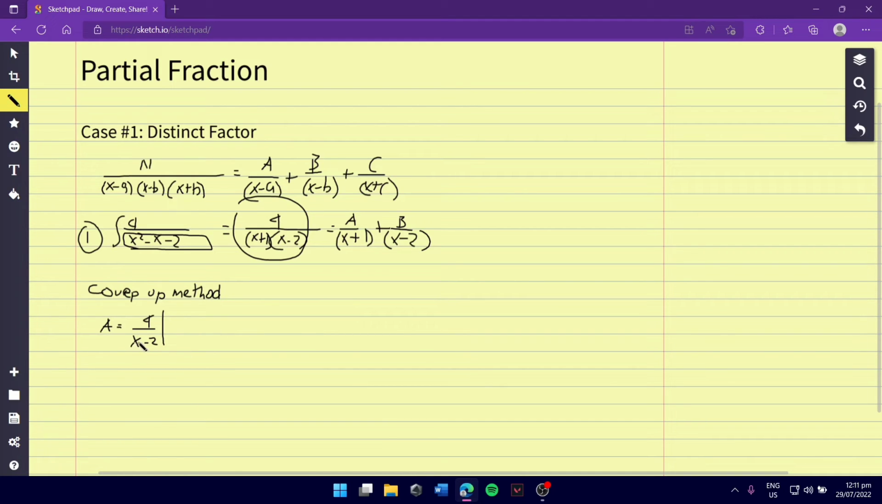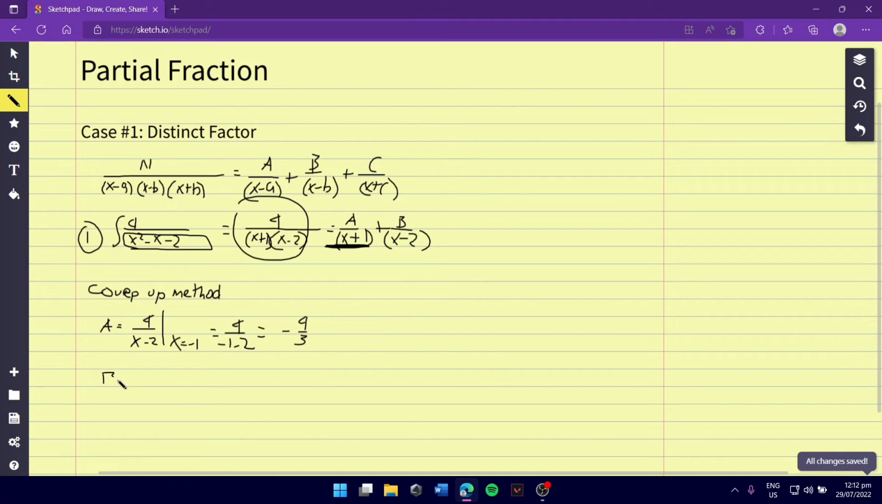So next, we will solve for the value of x here. We will think of a number that makes this equation become 0. So x here is equal to -1. So -1 plus 1 will become 0, right? So next, we will substitute the value of -1 in our x. So we have 4 over -1 minus 2, and this will become -4 thirds. So now we have the value of our a.